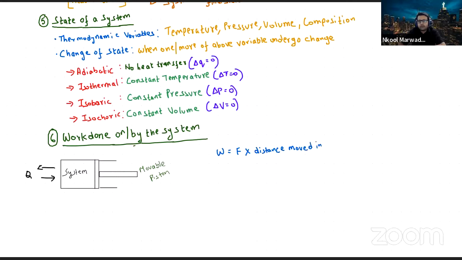Because whenever we apply a force on any object, and if that object moves some distance, then we say that the work is done by the force. But if I am applying the force, but the object is not at all moving, then no work is done. So work done is force into distance moved in the direction of the force.